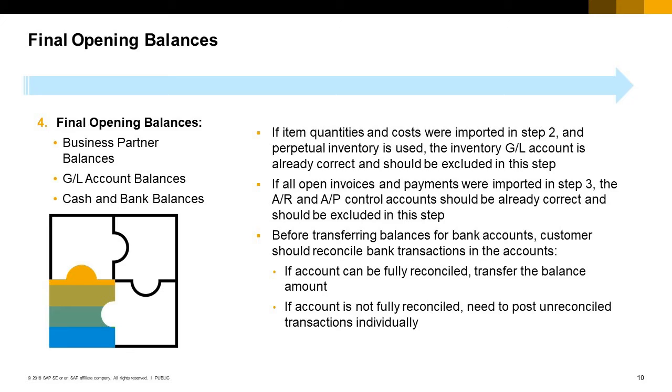If all open AR and AP documents have been imported in Step 3, together with all partial payments, down payments, or payments in advance not based on invoice, the final balances for business partners should already be correct. In this case, do not enter the balances for the AR and AP control accounts to avoid duplicate updates.